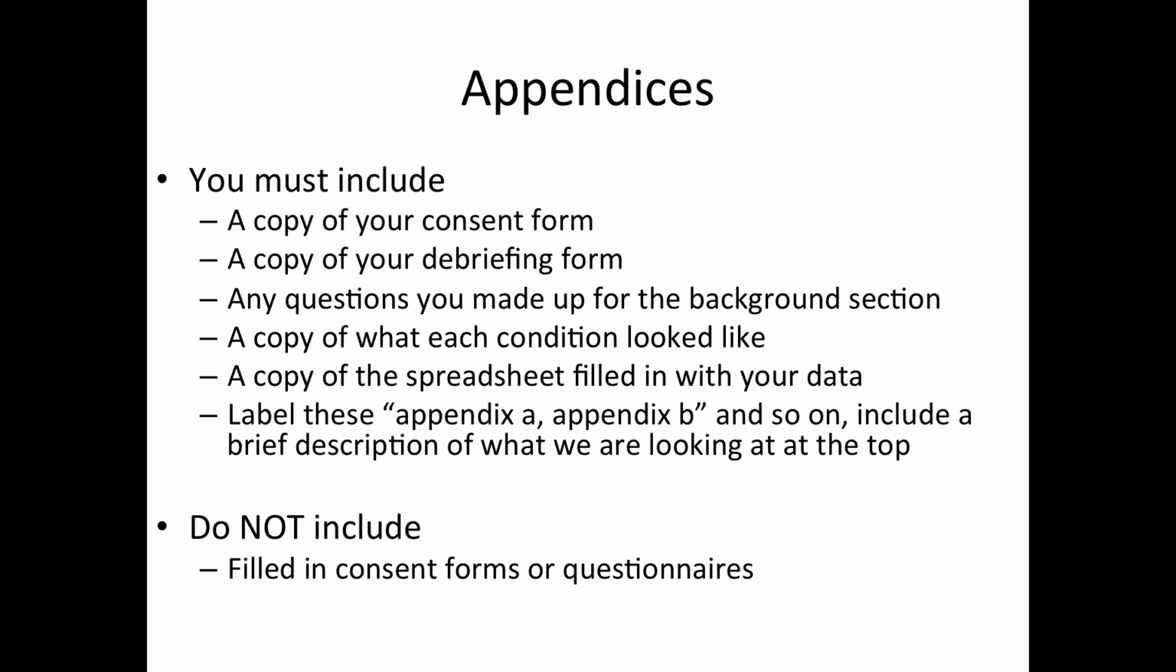And you can label these Appendix A, Appendix B, and so on, and include a brief description of what we are looking at the top. So at the top you're going to say this is the consent form or this is the debriefing form. It should be fairly self-explanatory. Appendix A, consent form. Appendix B, background questionnaire. Appendix C, control condition or attractive condition or unattractive condition or hijab condition. That's what it's going to look like.